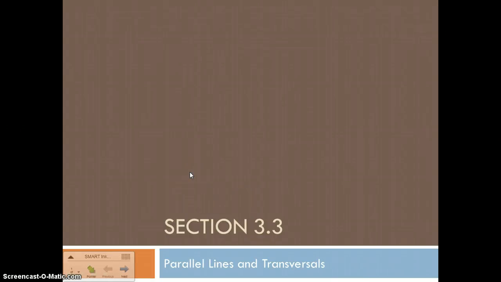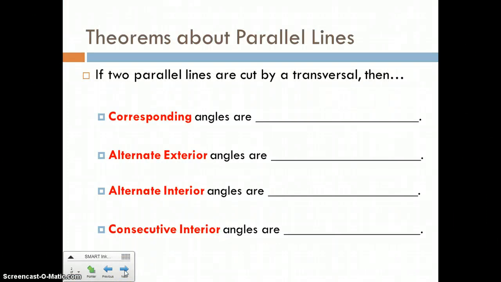Hello everyone. Today we're going to talk some more about parallel lines and what happens when transversals cut through them. First off, just some review from the investigation that you did yesterday. So anytime you've got two parallel lines and they're cut by a third line called a transversal, then these are the relationships that we can know for certain.